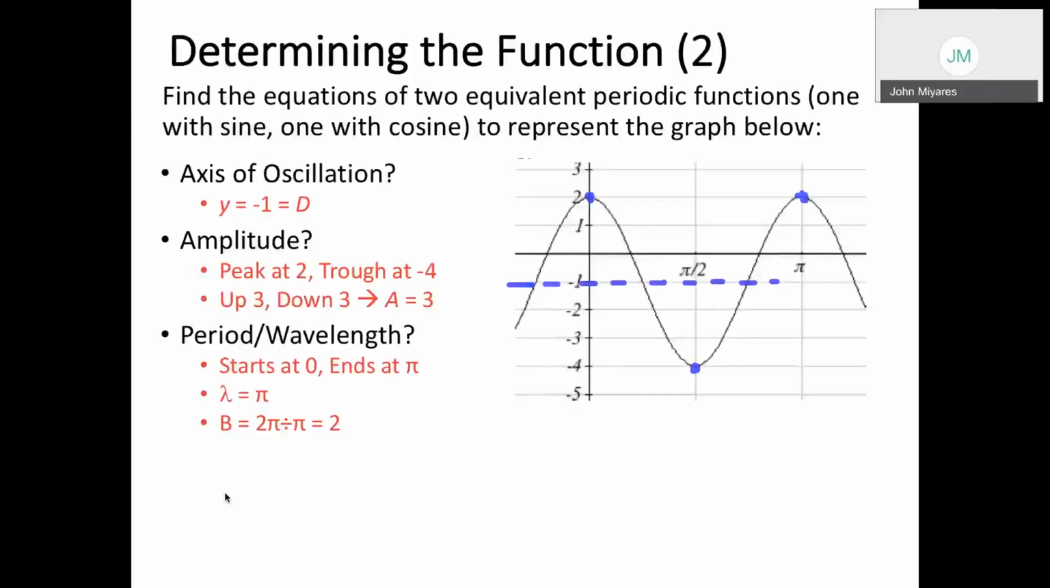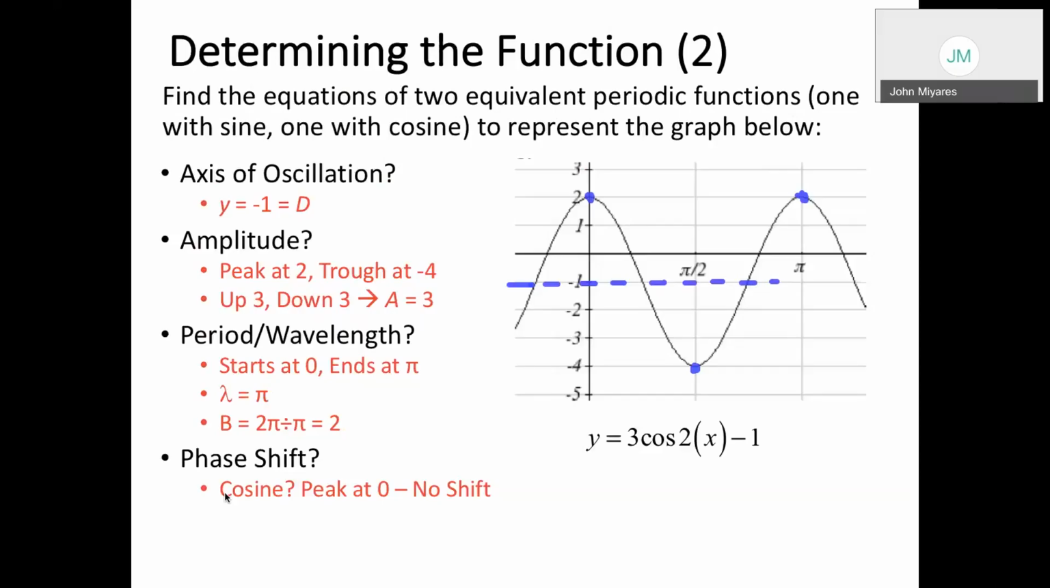As for the phase shift, just like in the last one, if I call this a cosine wave, then there is no phase shift because the cosine normally starts at its peak when x equals 0, which is what we see here. Putting this all together with the other components is going to give us the equation y equals 3 times the cosine of 2x minus 1. The 3 coming from the amplitude, the 2 coming from the fact that the wavelength is pi, which is half of a normal cycle, so the b value is going to be 2, and the minus 1 coming from the fact that the axis of oscillation is at y equals negative 1.